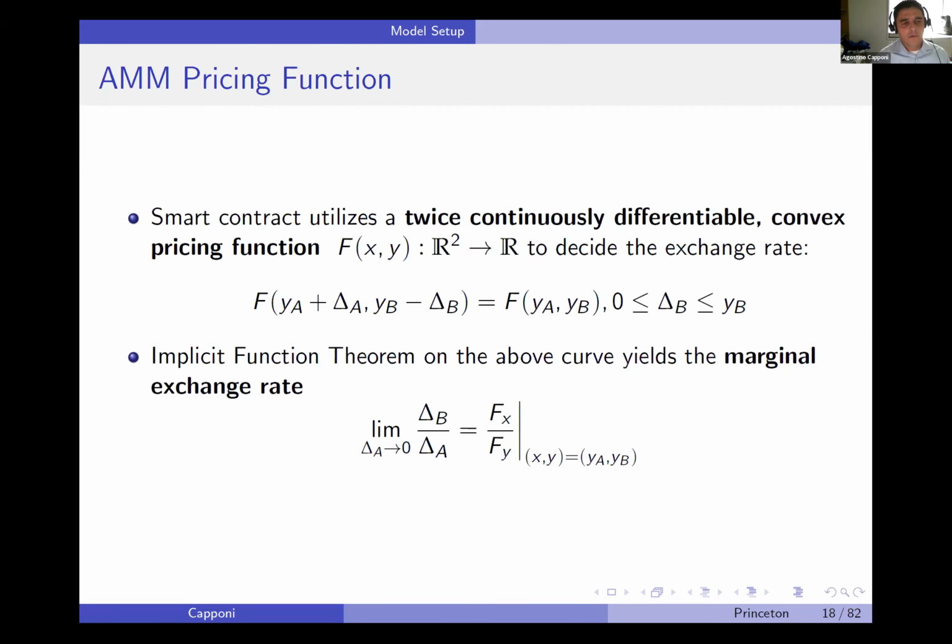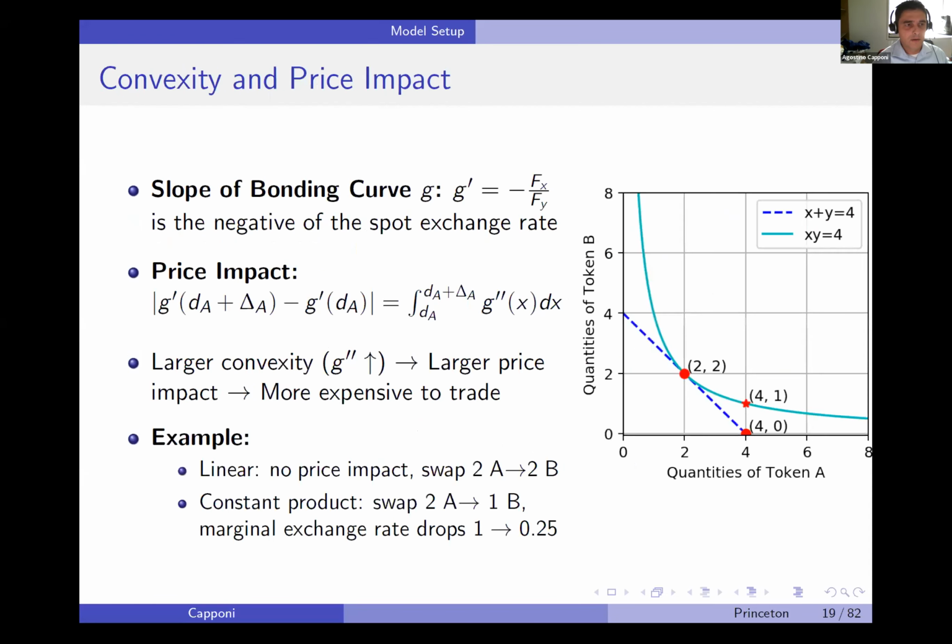So now if we want to know what the exchange rate is, what we have to do is a very simple application of the implicit function theorem on this curve, and this will give us the exchange rate. In the limit, as you deposit a smaller and smaller amount of token A, the quantity of token B that you get out has to be equal to the ratio of the derivative of the function f at x and y, evaluated at the current state of the pool, which consists of token A and token B.